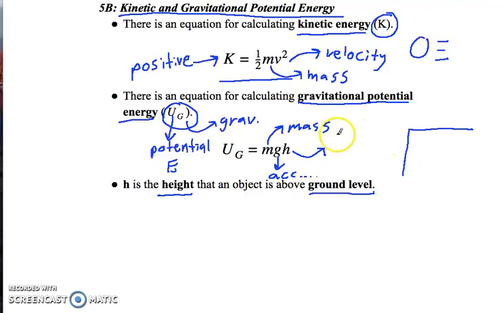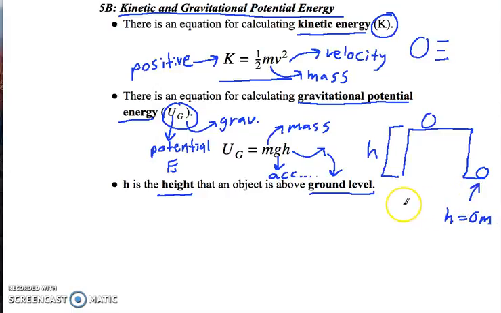Depending on how high something is off the ground, that's going to determine how large h is. And if something is on the ground, it would have an h of 0, so no height above the ground. So these are two equations we can use for calculating two very common types of energy, kinetic and gravitational potential.